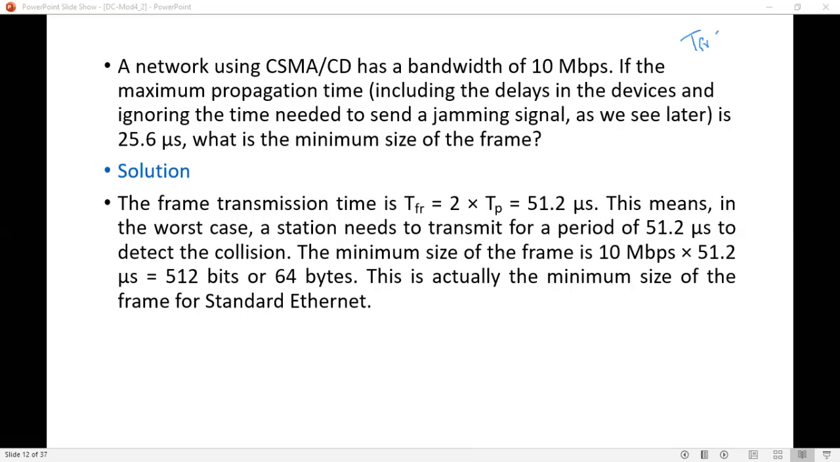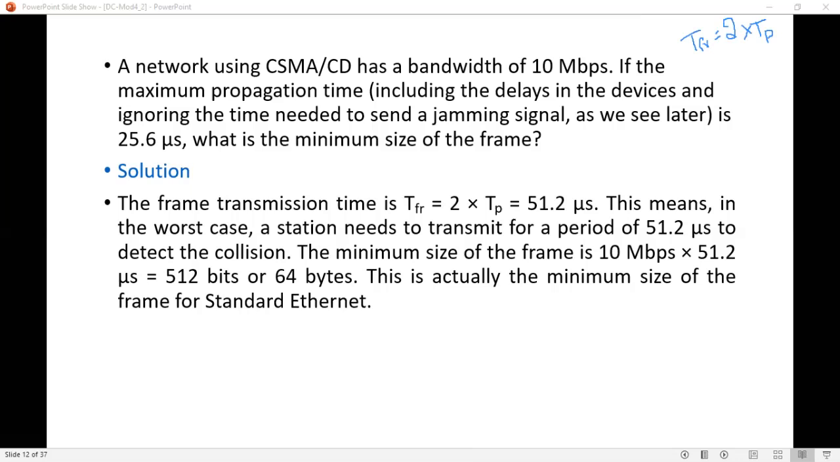TFR should be at least 2 times TP, that is, the maximum propagation time, TP. Okay.